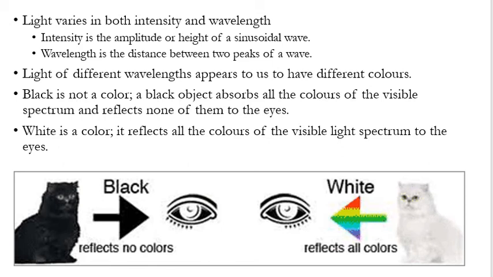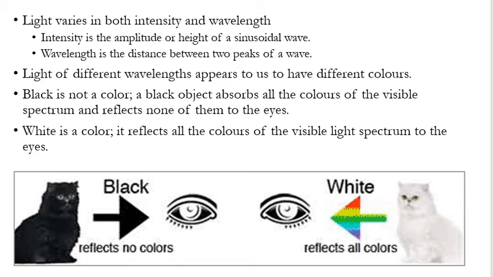Light varies in both intensity and wavelength, and this variation in amplitude or height is characteristic of the wave. And the wavelength itself is the distance between two peaks. So these characteristics I've talked about, amplitude and wavelength, make you see different colors. Light of different wavelengths appears to us as different colors.